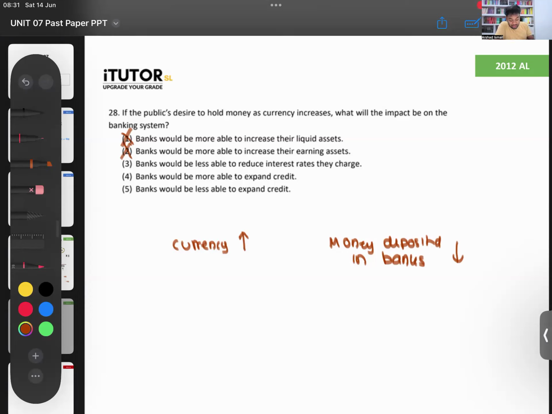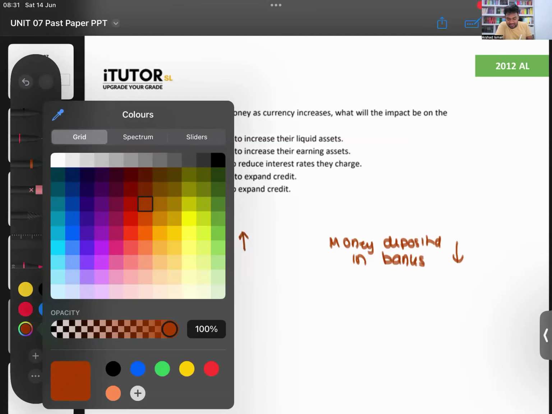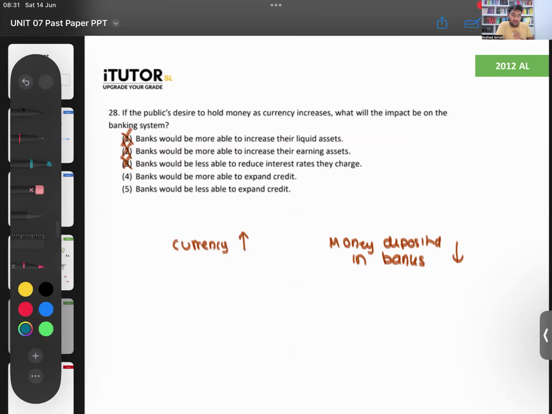Then banks would be less able to reduce interest rate. Interest rate does not have a direct connection here, so we can leave that out. And then banks would be more able to expand credit. Banks would be less able to expand credit. What do you all think? If people are not depositing money, what can you tell about the amount of loans the banks can give? Can they give more and more credit? Or will the ability to give credit decrease?